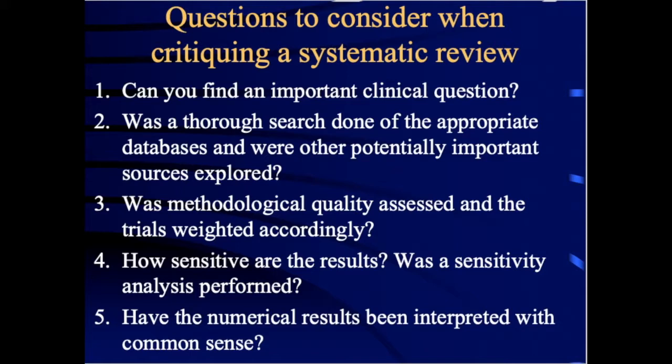Number 3, was the methodological quality assessed and the trials weighted accordingly? So how were the trials rated within this systematic review? How sensitive are the results? Was a sensitivity analysis performed? And then have the numerical results been interpreted with common sense? So that's also very important. You will see some authors not exactly interpret results appropriately.